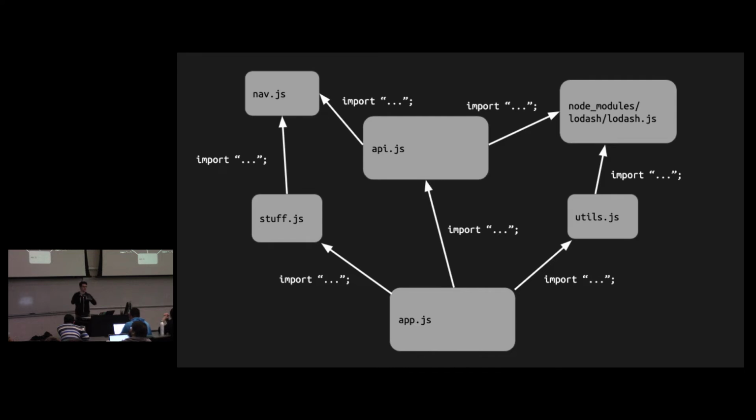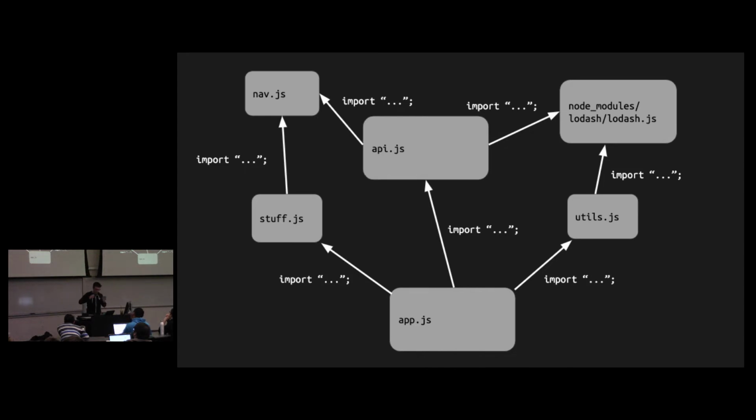This is just a couple of example files. They don't actually mean anything. We've got an app at the bottom, and then that's going to import stuff from stuff, utils, API, and API imports from the nav, and we're going to import from something called Lodash in the node modules. So there's a bunch of imports here.